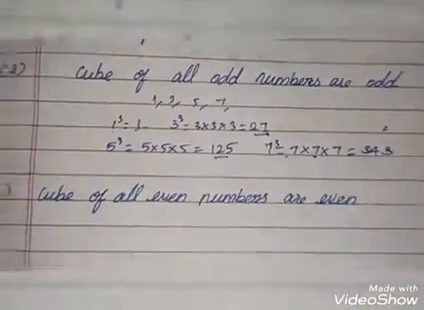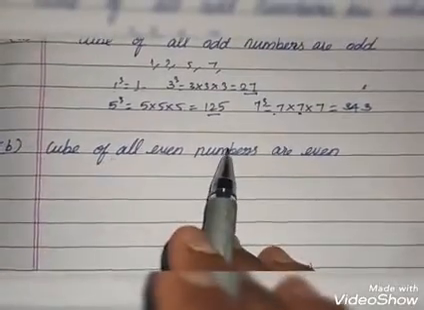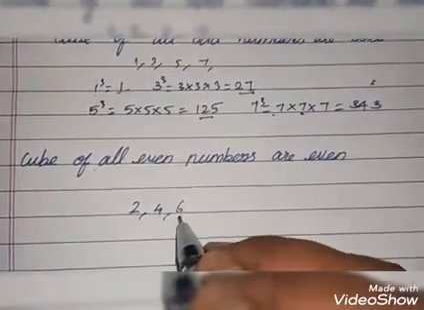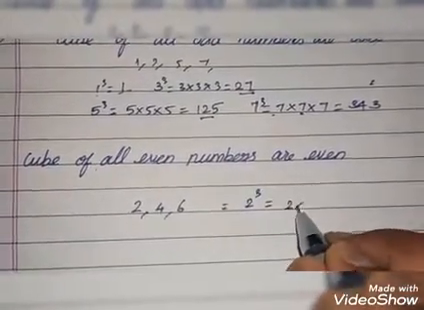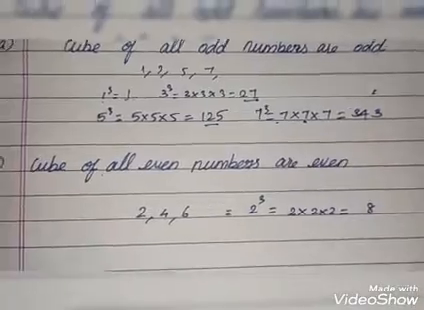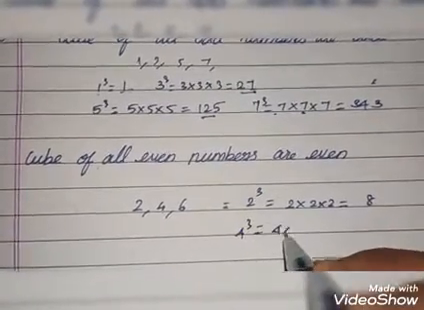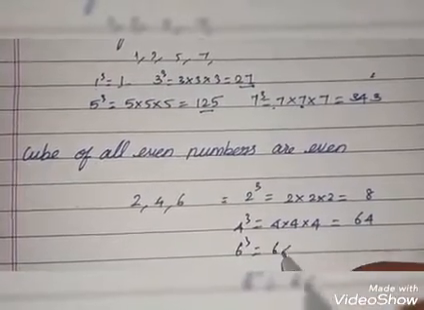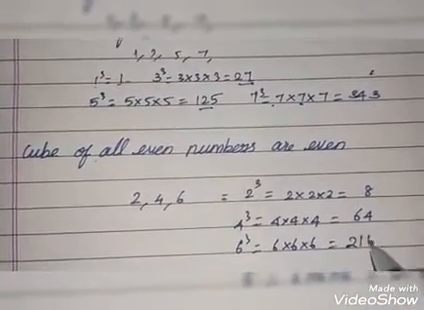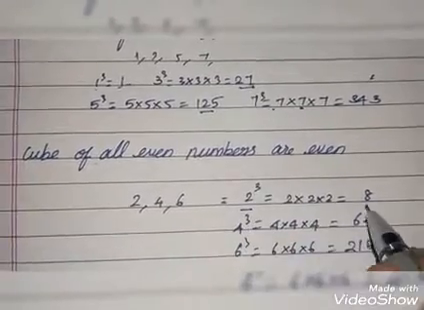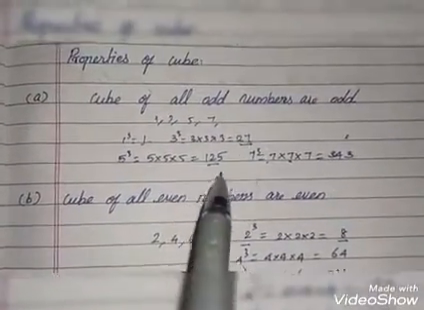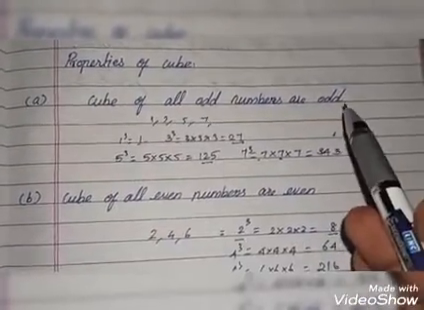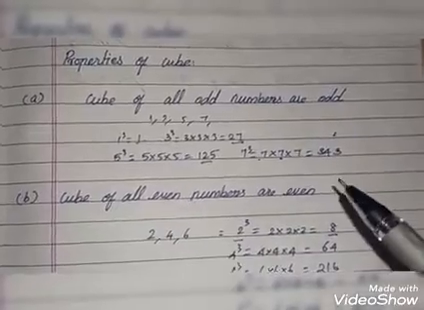In the same way, the second property: cube of all even numbers are even. So 2, 4, 6, these are all even numbers. 2 cube is 2 into 2 into 2, which is 8. 4 cube, 4 into 4 into 4, is 64. And 6 cube, 6 into 6 into 6, is 216. You can see the cube of an even number is an even number. So the first two properties are a contrast to each other: the cube of an odd number is odd only, and the cube of an even number is even.